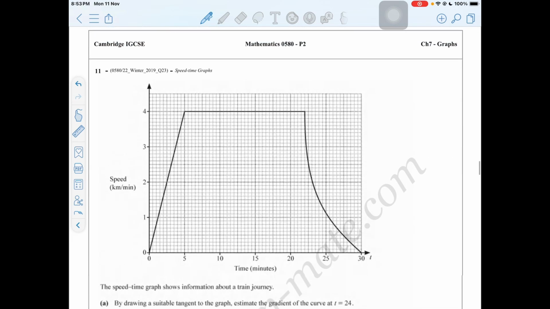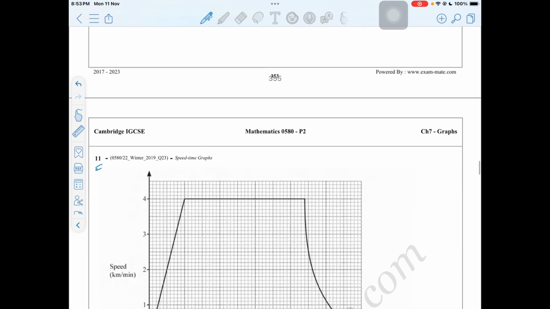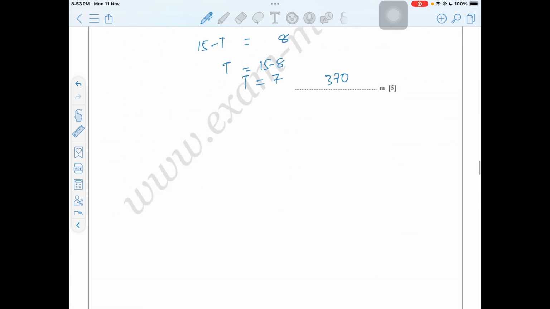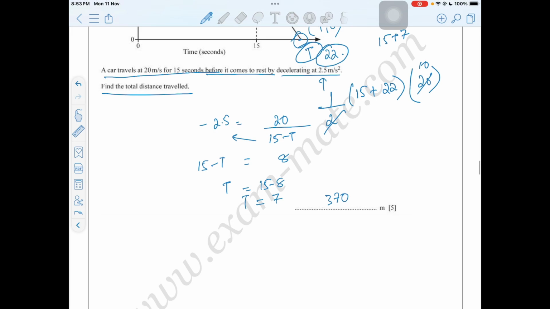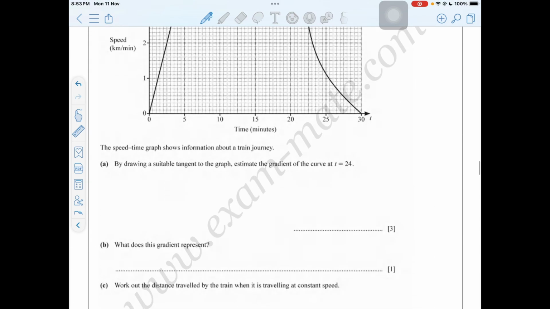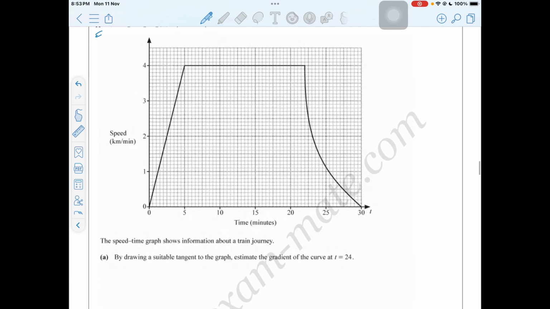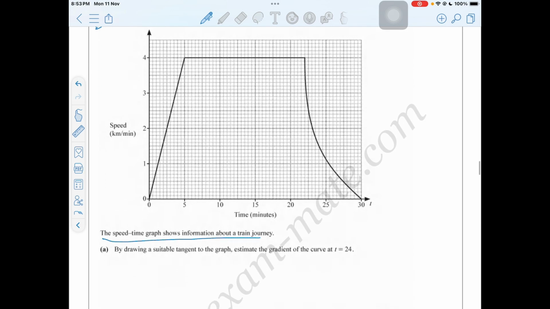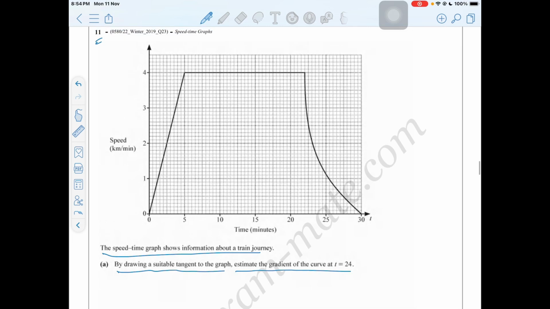Now moving on, we have question number 11. Did we make some mistake over here? No, I think we didn't. Okay, so we have our question number 11, which is given as something like this. The speed time graph shows information about a train journey. By drawing a suitable tangent on the graph, estimate the gradient of the curve at t equals 24. Right? We need the gradient of the curve at t equals 24.